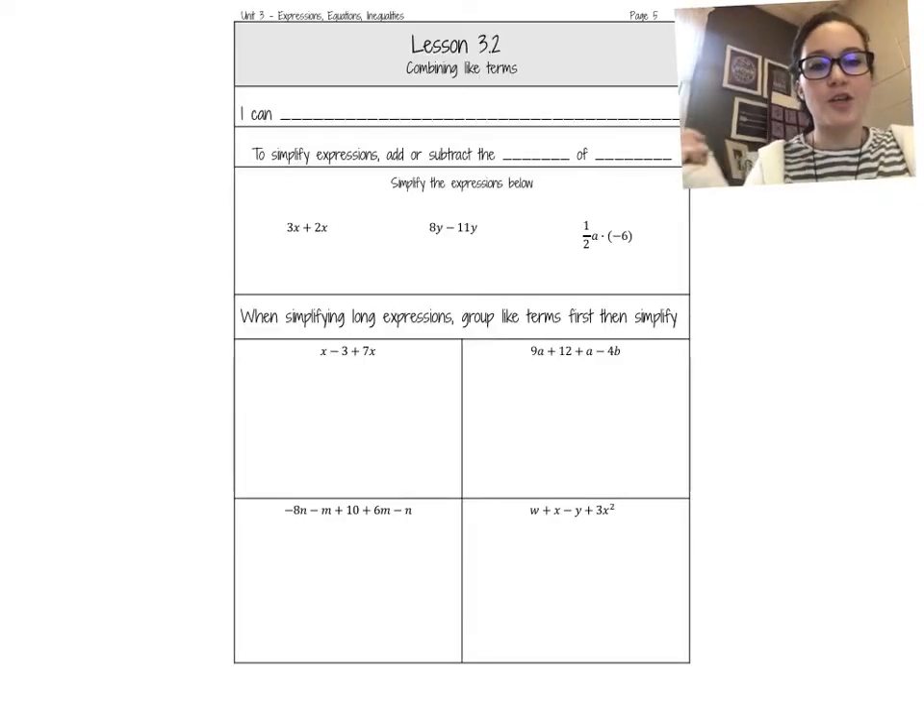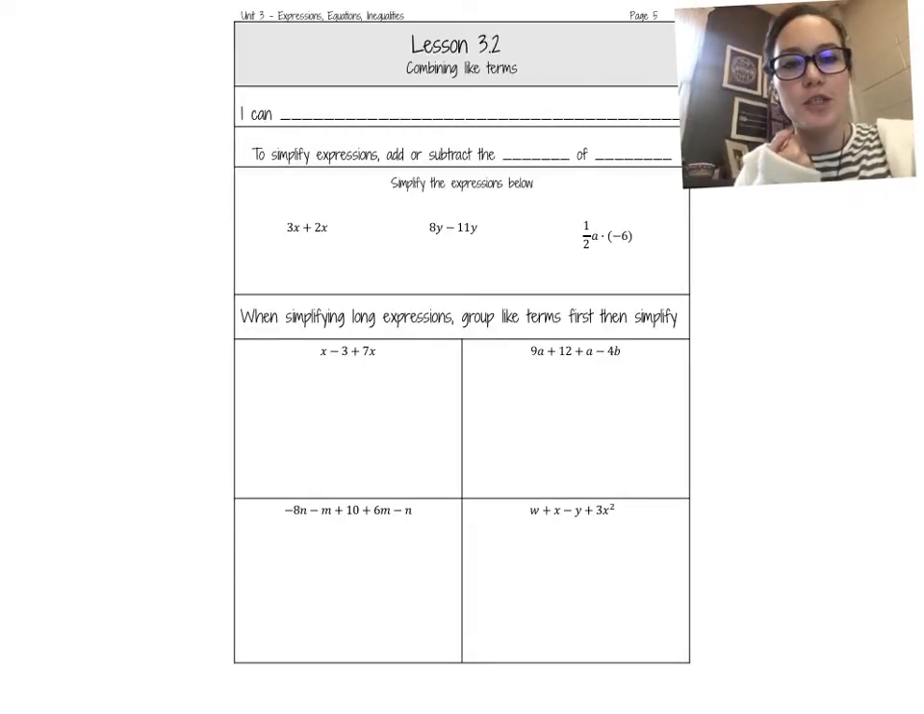So make sure that you have your packet open to 3.2. If you don't, pause and do that now.